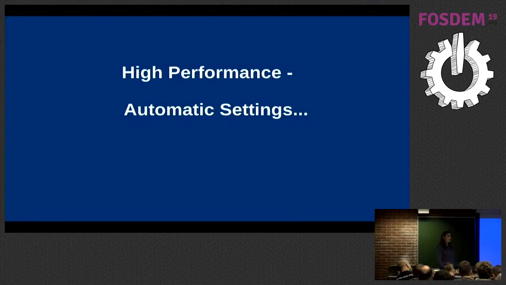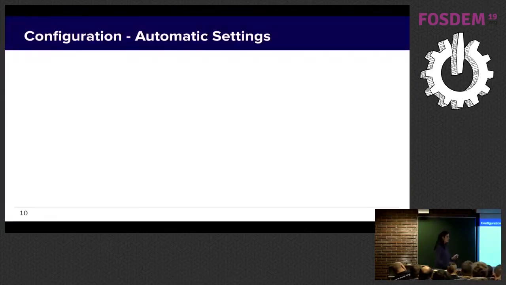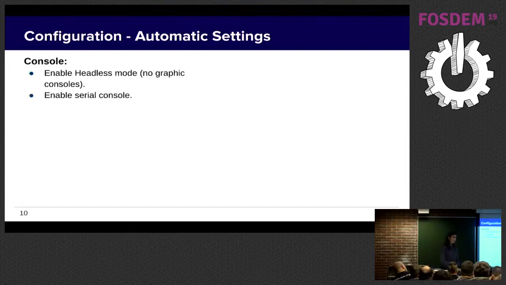Now let's drill down to talk about the list of automatic settings for the high-performance VMs. Everything I will say now is automatically set for you and should increase the VM performance. So in the console area, we are talking about enable headless mode, and in addition to that, enable serial console. Headless mode means that there is no graphic console at all, but you still have the serial console to manage the VM remotely, if you need to.